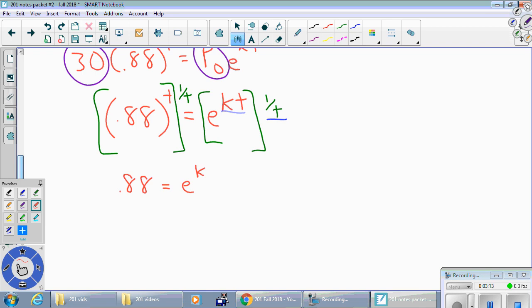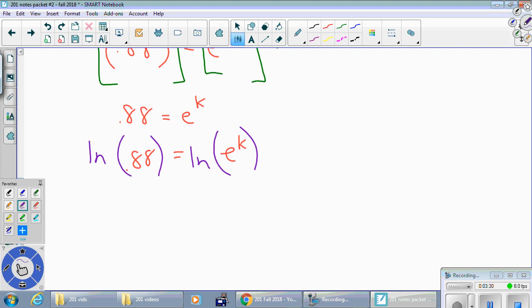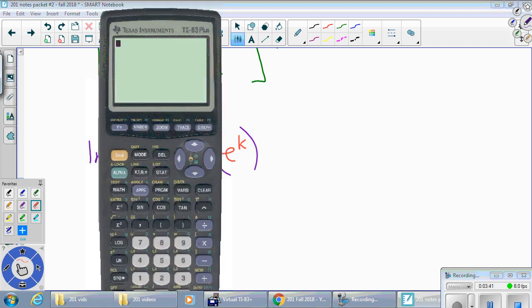And we know that in order to solve this equation where the exponent is in the power, we need to use logs. And so I'm going to use ln. So I'll copy this equation again with a little bit of space here. And I will take the natural log of both sides. And then the natural log on the right-hand side cancels with the e. And so the right-hand side is simply k. And the left-hand side is ln of 0.88, which is the exact answer. We're going to get a decimal approximation from our calculator.